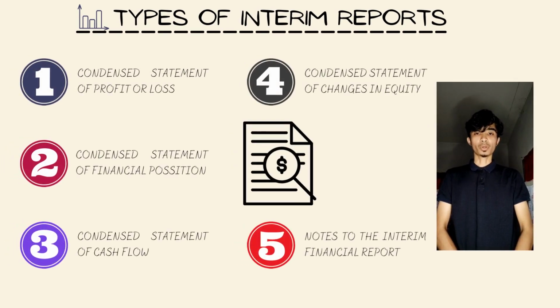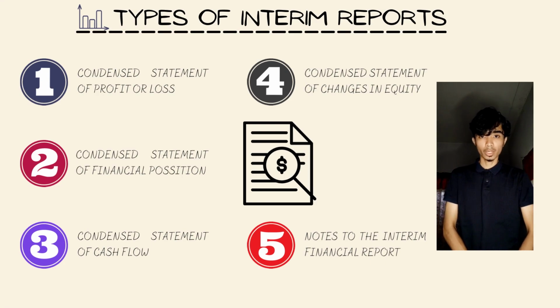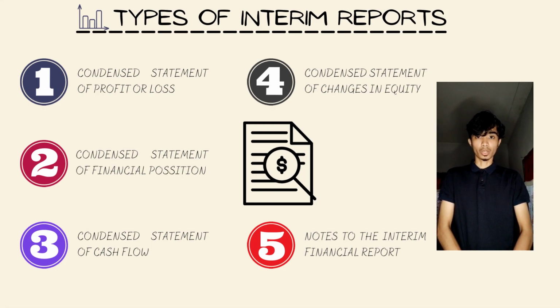Type of interim report. In the interim report, the minimum content it should include is 5 sets of financial statements for the current and comparative prior report information. The 5 statements that should be presented in the interim report are the condensed statement of profit or loss and other comprehensive income, condensed statement of financial position, condensed statement of cash flow, condensed statement of changes in equity and notes to the interim financial report.